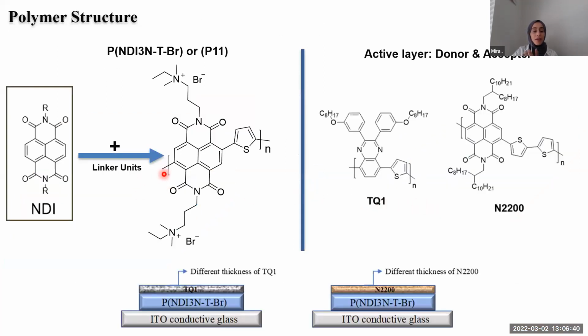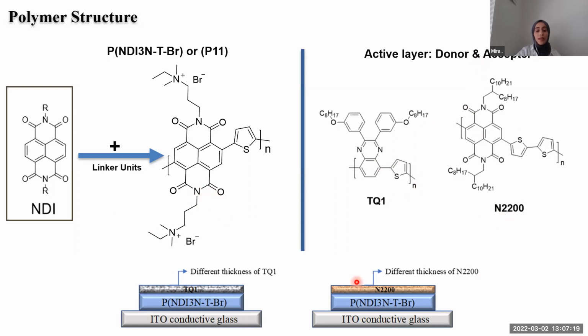For the structure of this polymer P11, the original version of this polymer is called NDI. What our collaborators did was add some anchoring groups to this structure, on this side and also on the other side, for work function modification and for forming a dipole at the interface. We also use these materials with active layers, which are TQ1 as the donor and N2200 as the acceptor layer.